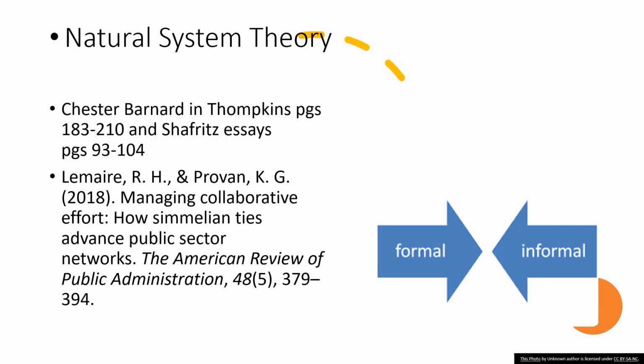In the natural system theory, Chester Barnard talks about how there are two types of groups in an organization, formal and informal. He states that the informal is what brings the employees happiness. These are groups like friends and co-workers that socialize and make employees feel a connection between them.